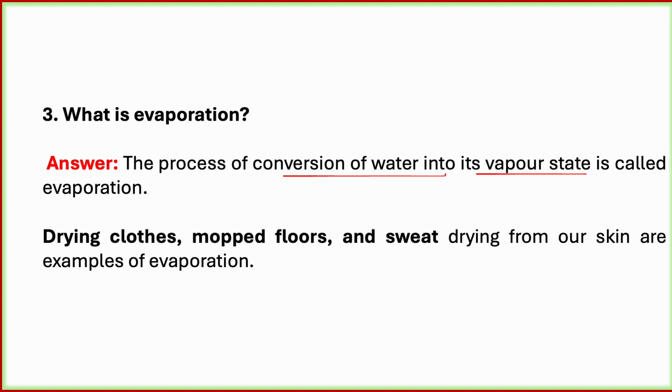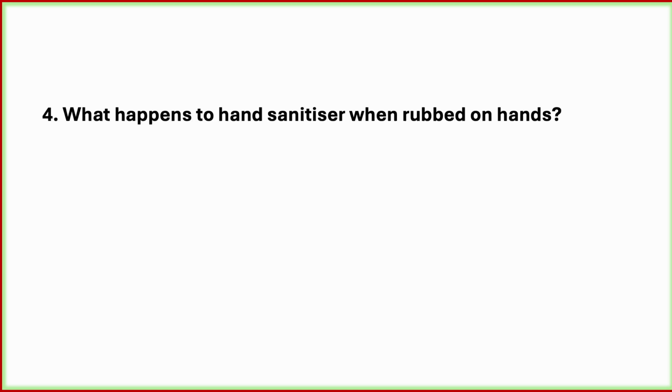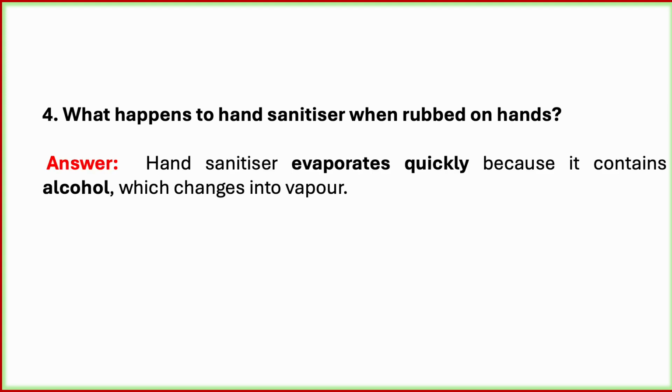For example, drying clothes, mopped floors, and sweat drying from our skin are examples of evaporation. Here, the liquid water changes into its vapor state. What happens to hand sanitizer when rubbed on hands? Hand sanitizer evaporates quickly because it contains alcohol which changes into vapor.